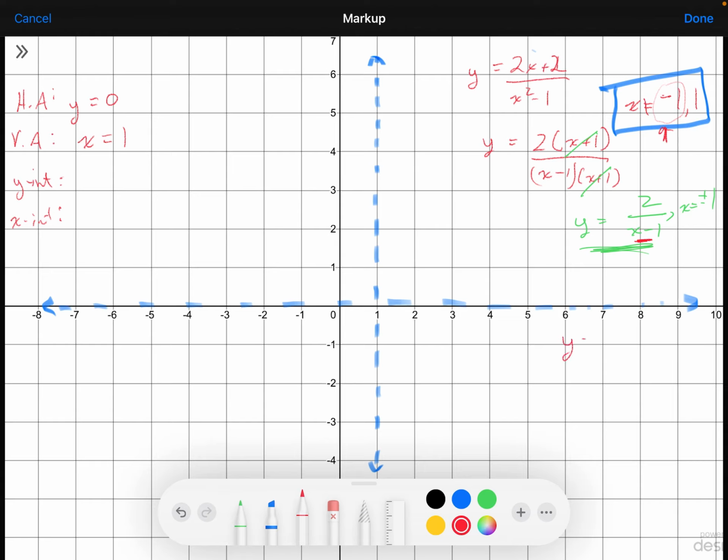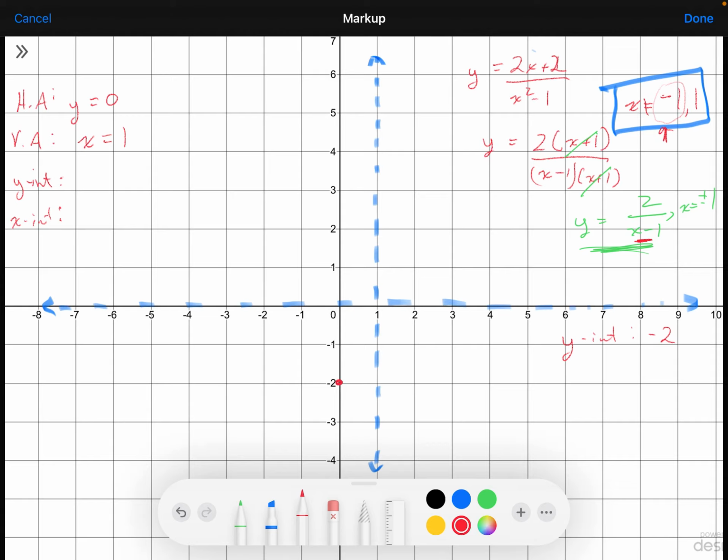So I'm just going to calculate my y-intercept. My y-intercept is going to occur when x is equal to 0. So I'm going to just plug in x is equal to 0. And what I get is -2, I believe. Well, 2 over 0 minus 1, that is -2. So, right there. That's awesome. We have it. We're good. Now, that is my y-intercept.